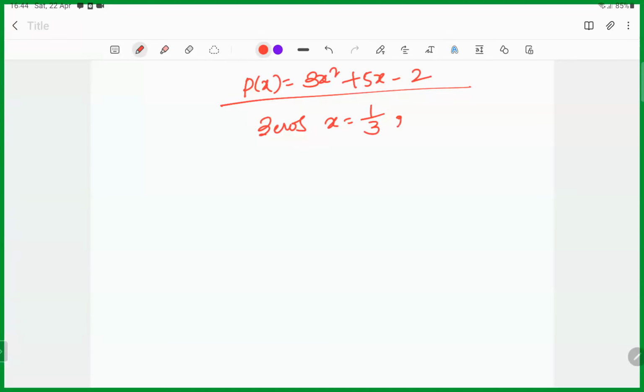Sorry, sir. So once you get the zeros, you substitute them in P of x and see whether it is zero or not. That's the verification, right? Okay, sir. Otherwise, sometimes you will make some mistake. Okay, sir.